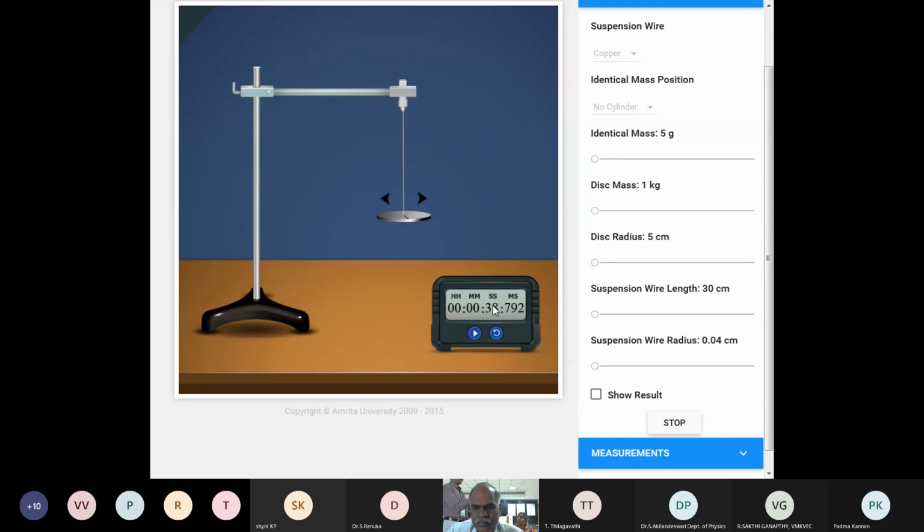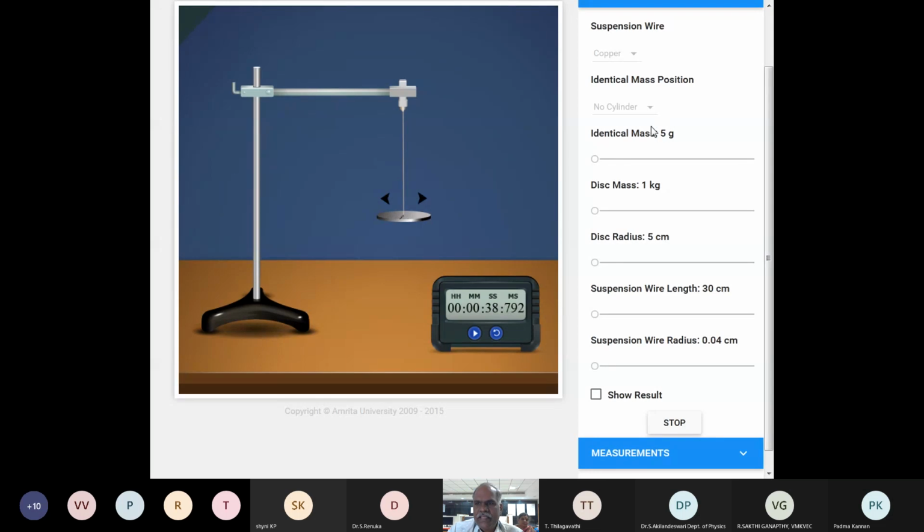So trial 1 and trial 2 times are added and divided by 2. That is the mean time. That value is divided by 10, and we will get the time period for one oscillation. That value is T naught.